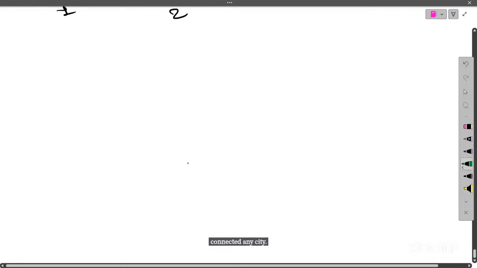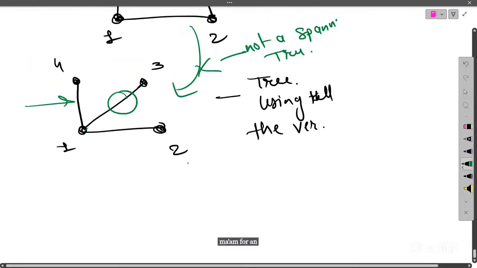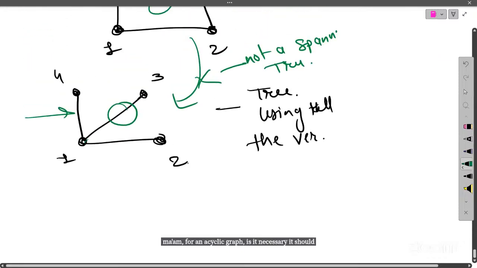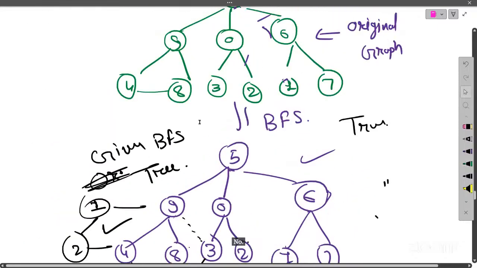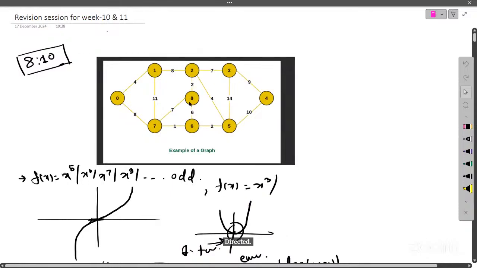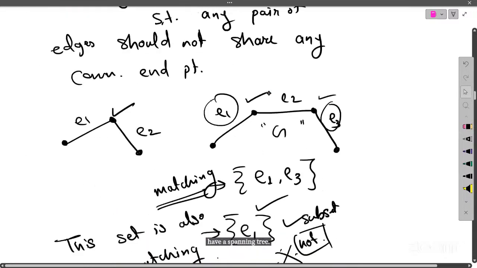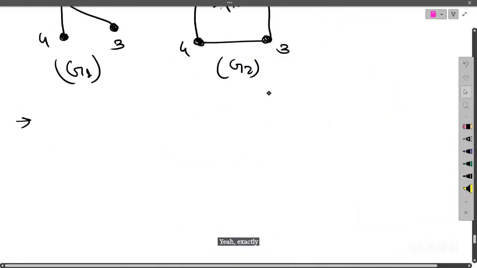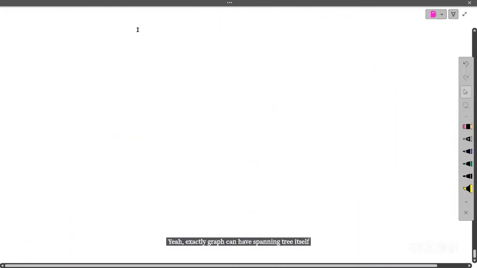Now, for an acyclic graph, is it necessary that it should be directed? No, it's not necessary. A directed or undirected graph also can be acyclic. And can an acyclic graph have a spanning tree? Yeah, an acyclic graph can have a spanning tree. You can take that graph itself as a spanning tree.